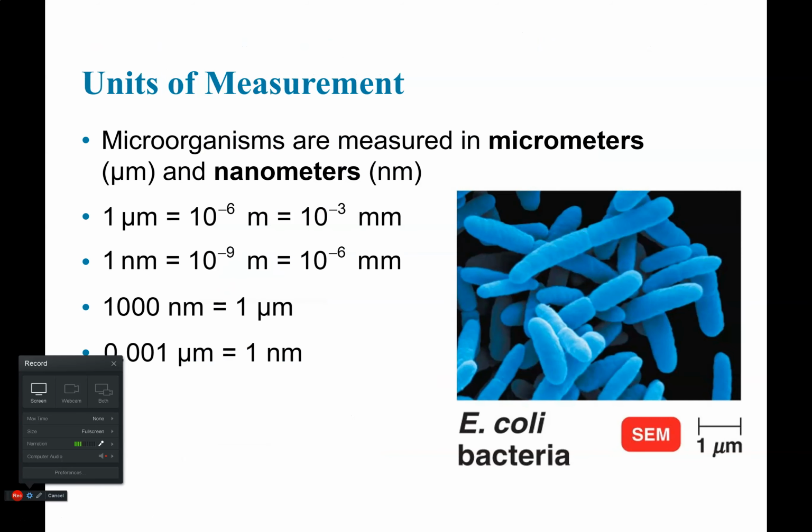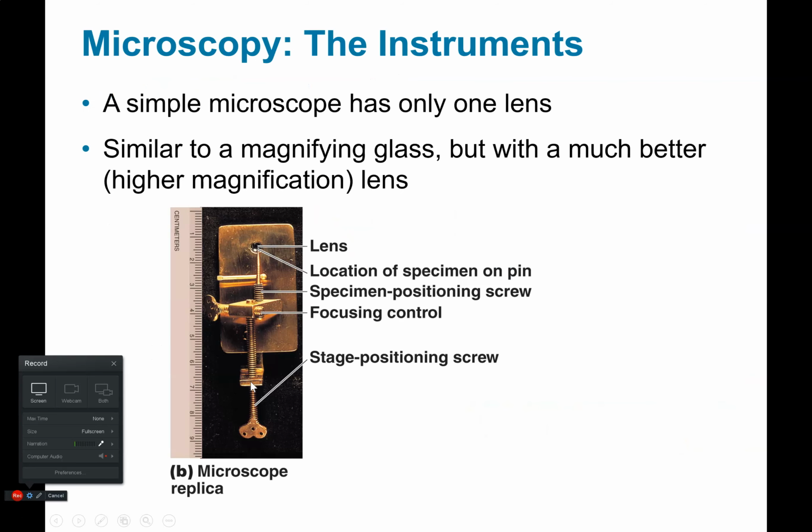This is just giving you an idea, hopefully something you learned before, of the different measurements that are utilized. Of course, we use the metric system in science. So we're talking about meters, millimeters, micrometers, nanometers, picometers. You do want to have a basic understanding of the relationship of these measurements.